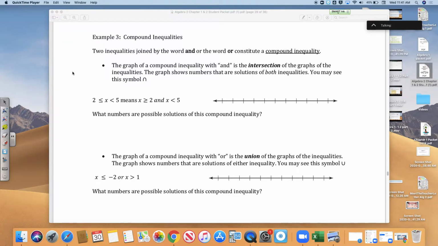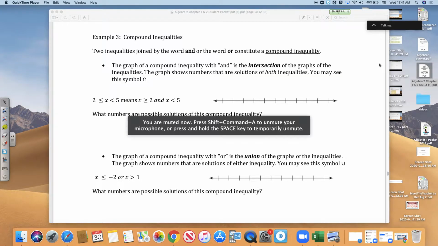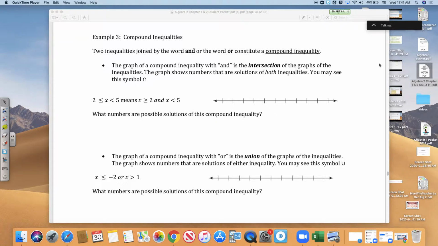Okay, now we're going to work on the second part of 2.4, which is compound inequalities. Two inequalities joined by the word "and" or the word "or" constitute a compound inequality. So a compound inequality is basically two inequalities in one problem. The graph of a compound inequality with "and" is the intersection of the graphs for both inequalities, and the graph shows numbers that are solutions to both inequalities.